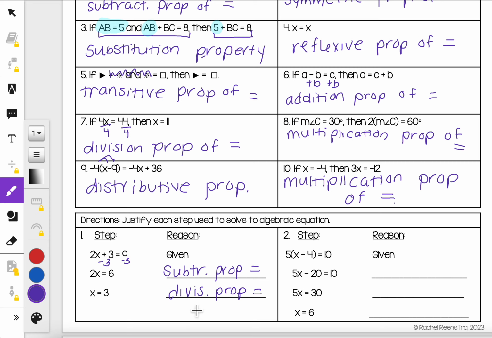Okay, let's look at another one. So for number 2, we're starting with this equation 5, and then in parentheses x minus 4 equals 10. So that's our given equation that we want to solve. All right, so from my first to my second step here, I am distributing that 5 and multiplying it throughout my parentheses. So that's our distributive property.